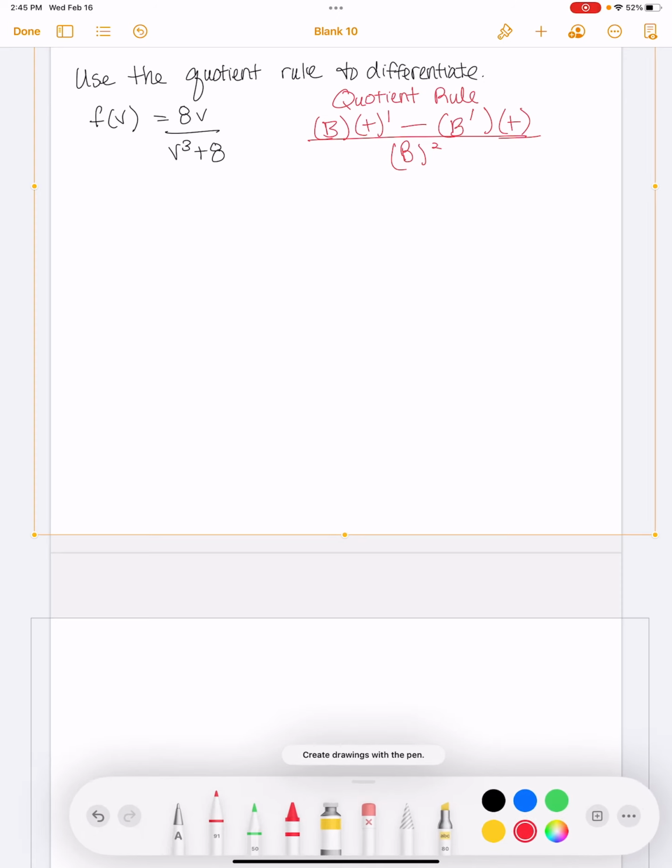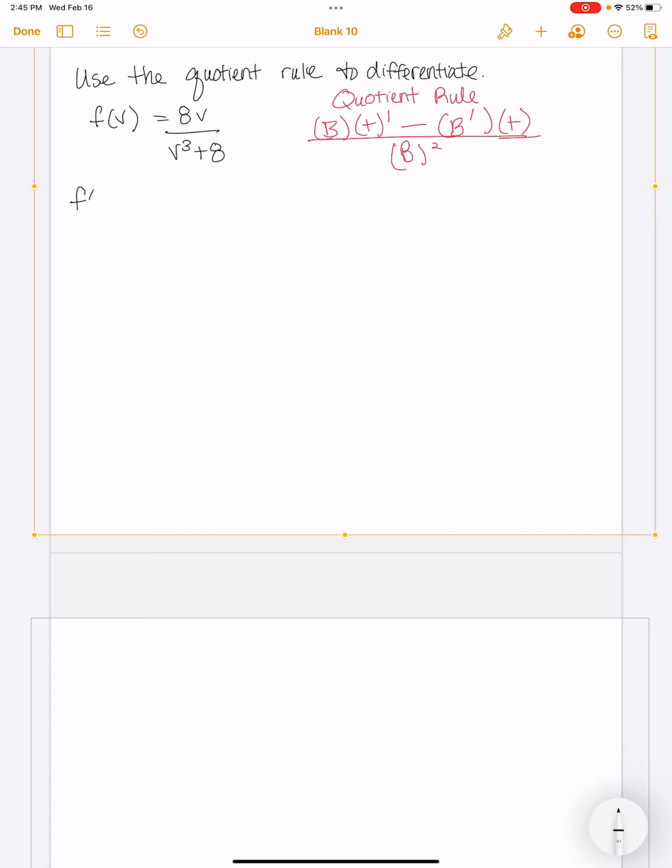All right, so let's do this. So we have f prime of v equals v to the third, squared. Now we're going to rewrite the bottom as is. Take the derivative of 8v, that's just 8, minus the derivative of the bottom, which is 3v squared, derivative of 8 is 0, times the top, just as it is. Then we're going to put this together, okay?